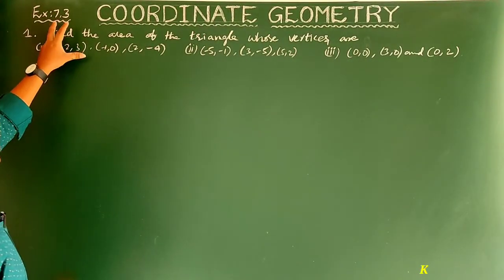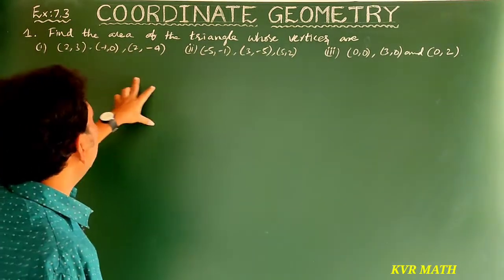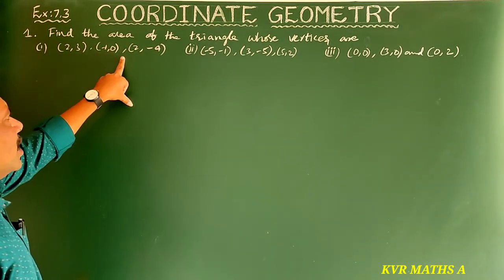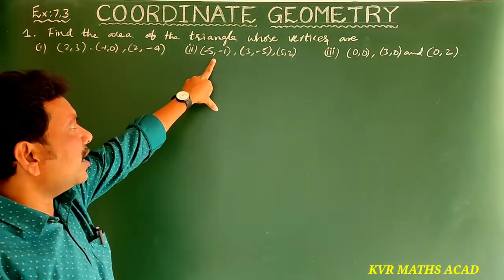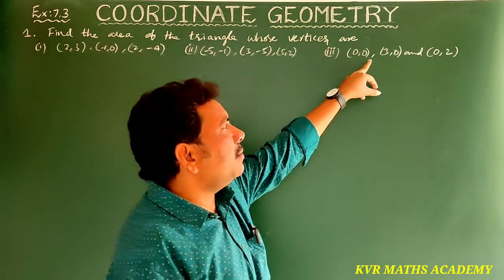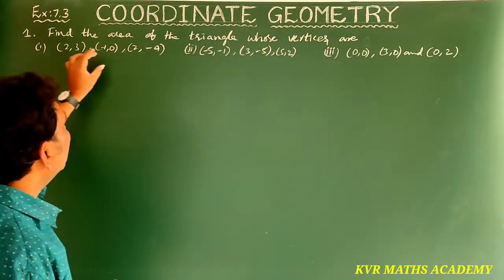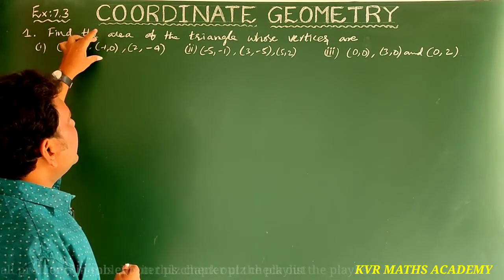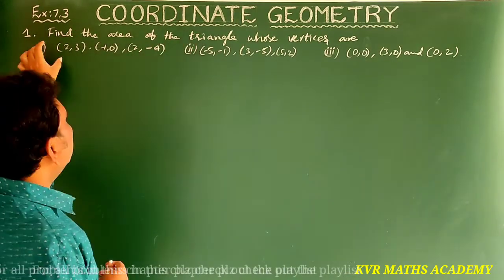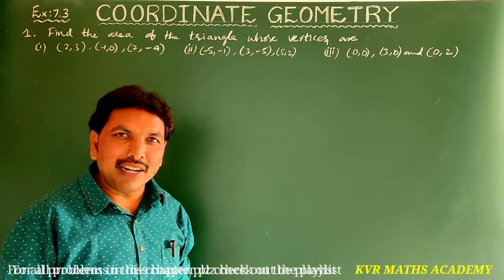This is the first question in exercise 7.3. Find the area of the triangle whose vertices are (2, 3), (-1, 0), (2, -4); (-5, -1), (3, -5), (5, 2); and the third one is (0, 0), (3, 0), (0, 2). Here vertices of the triangle have been given, then we have to find the area of the triangle.